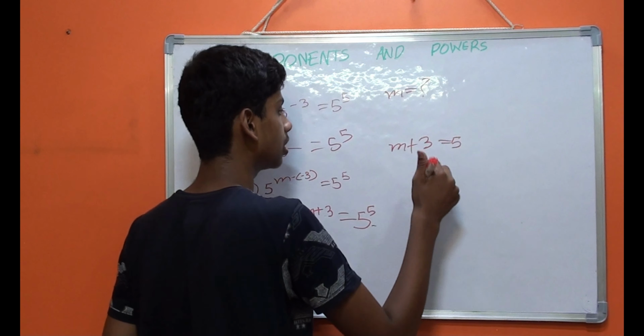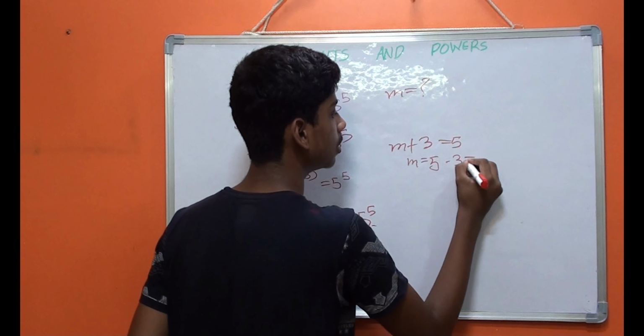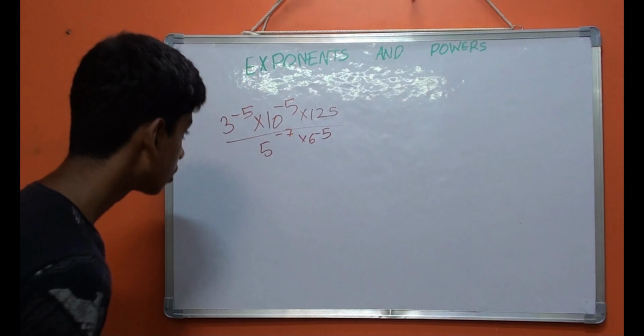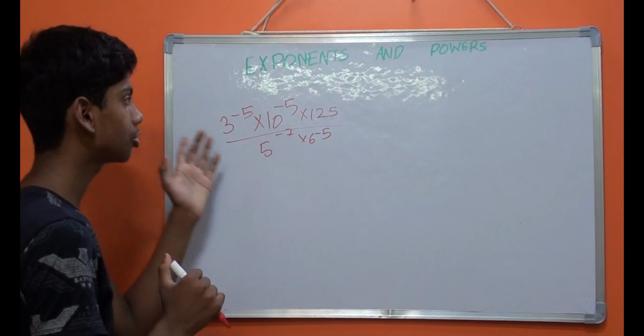Then we transpose 3 to that side. m equals 5 minus 3, which equals 2. So the m value equals 2. So friends, this is our next question. Now let's see how to solve this question.